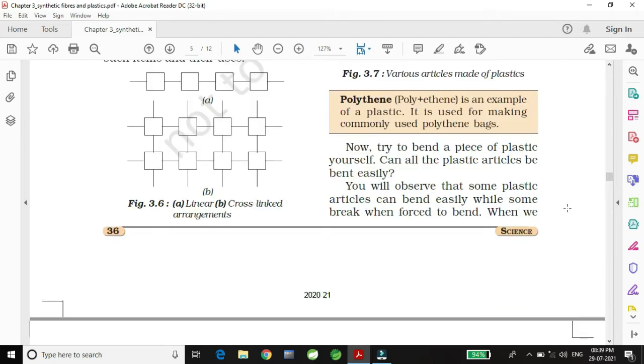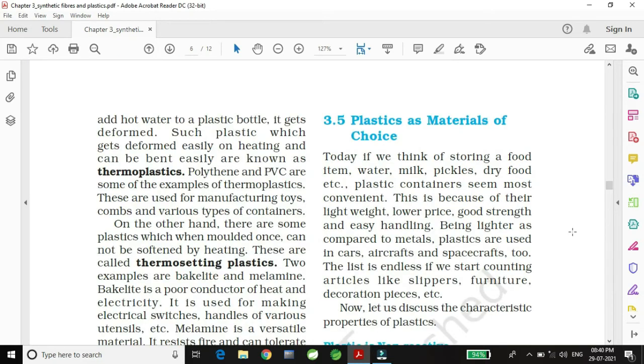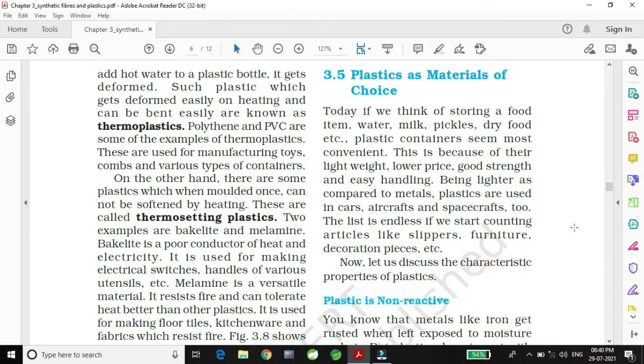Now try to bend a piece of plastic yourself. Can all the plastic articles be bent easily? No, some plastic can bend easily, and some don't bend easily. They are quite strong. You will observe that some plastic articles can be bent easily, while some break when forced to bend. When we add hot water to a plastic bottle, it gets deformed and shrinks.